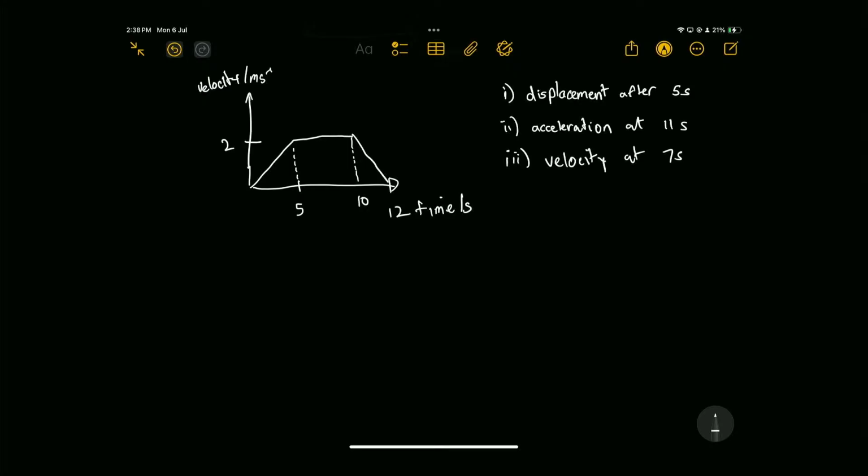You could type it in chat when you finish, or you could just unmute and say.